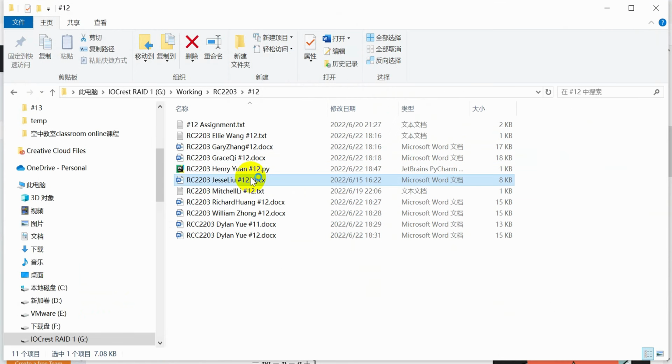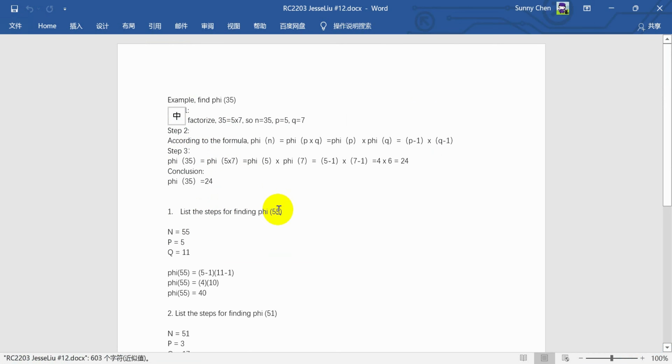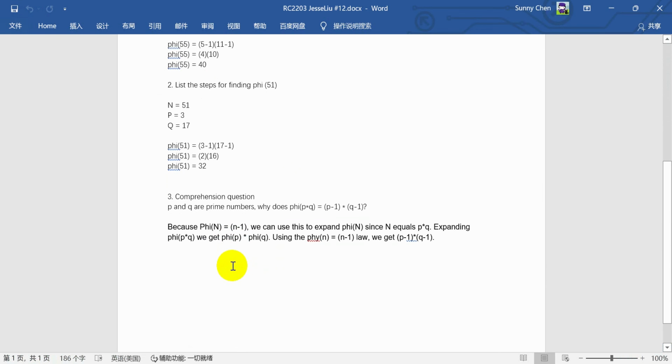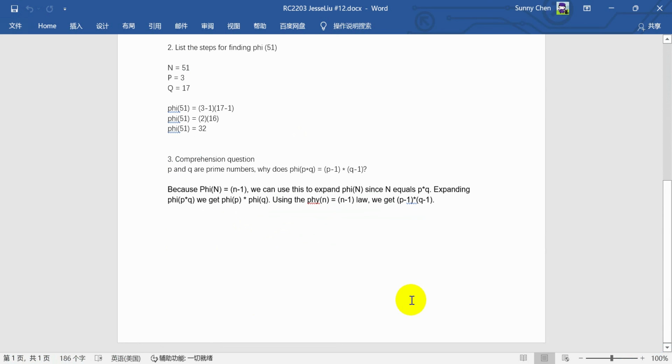Next is Jesse's. Number 1 is correct, number 2 is correct. Number 3 is not completely right. Phi n doesn't equal n minus 1 unless n is a prime number. But here n isn't a prime number because it equals p times q, which are the prime factors. So this logic is not right here.